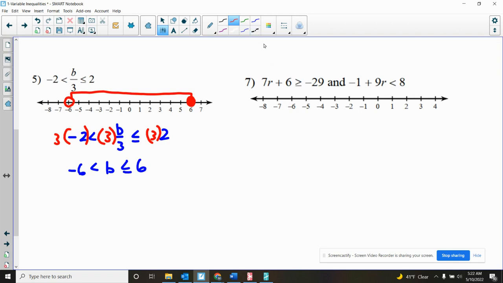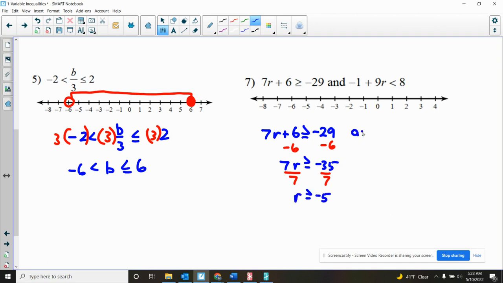Okay, for this last one, we're going to do the same thing. Now, when they're listed separately, you don't change much. We're still going to solve this inequality. So 7r plus 6 is greater than or equal to -29. I want to get r by itself. So 7r greater than or equal to -35, divide by the 7. R greater than or equal to -5. Very cool. And so we're going to have an and conjunction here. Let's do now the next one.